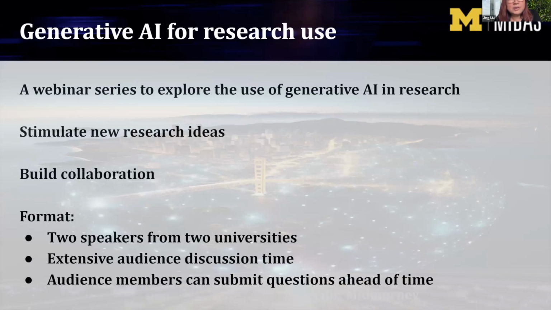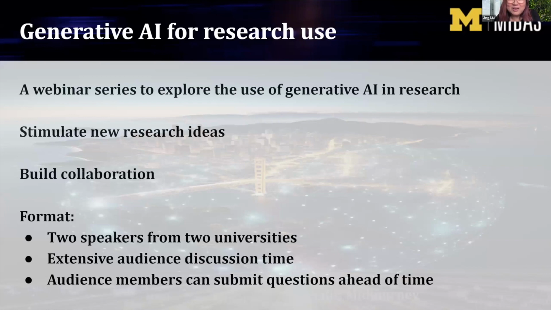Several data science and AI institutes, which I'll introduce in a second, worked together to put this series together, because we think this is the time where we can help researchers generate new ideas together, think about collaboration, learn from each other's examples, but also consider important factors when adopting a very new technology into their work. So the purpose of this series is really to explore the research use of generative AI and, as I said, build ideas and collaboration.